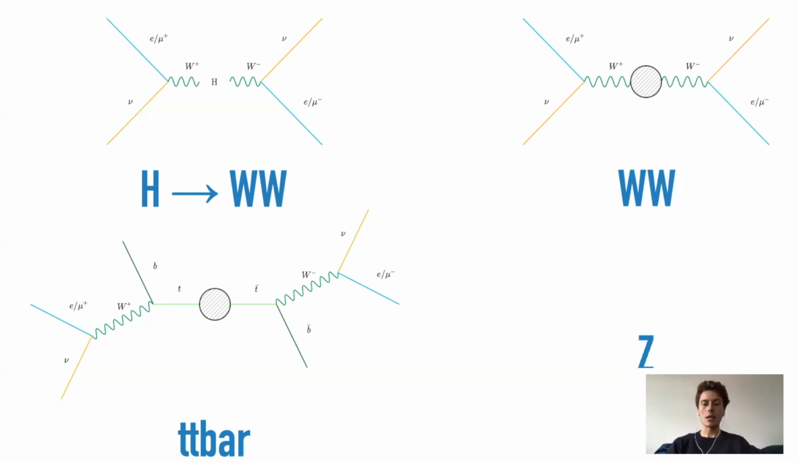Now, another background is Z boson decay, and particularly Z boson decay to an E or mu plus and an E or mu minus. The main difference between Z boson decay and the Higgs decay is that there are no neutrinos in the Z decay. And importantly, another thing is that the Z decay has to result in an E plus and an E minus, or mu plus and a mu minus. They have to be of the same flavor to conserve lepton number. This doesn't have to be the case for the Higgs to WW. We could have an E plus and a mu minus, for example.